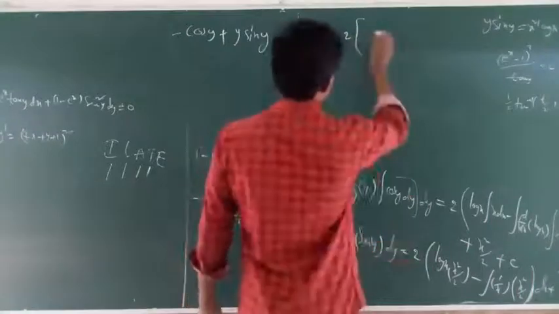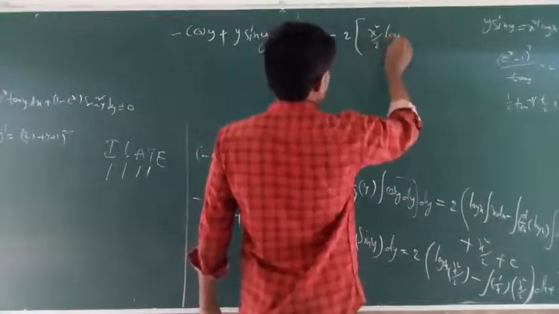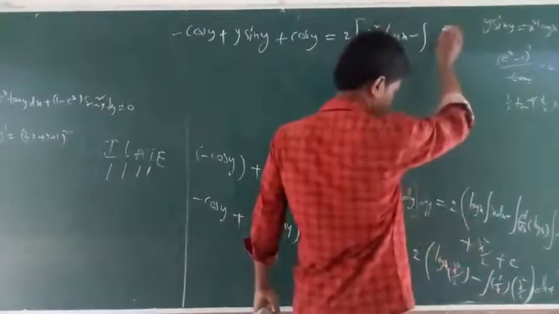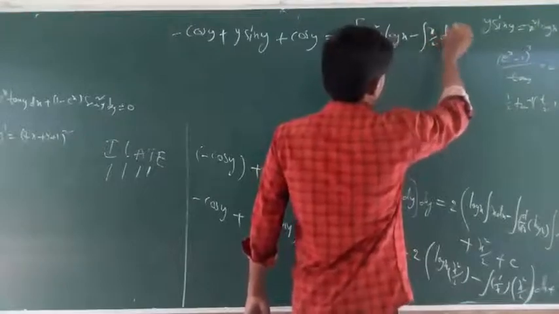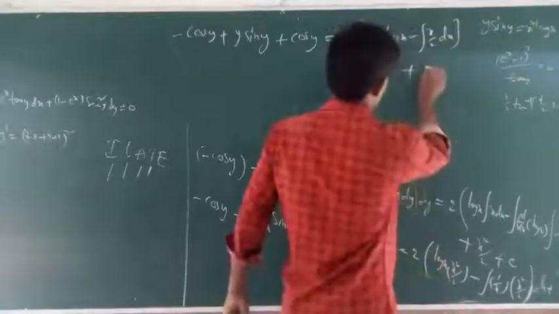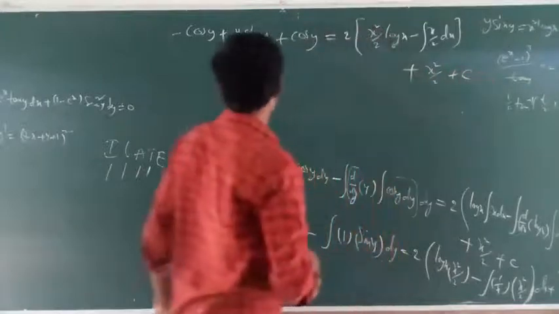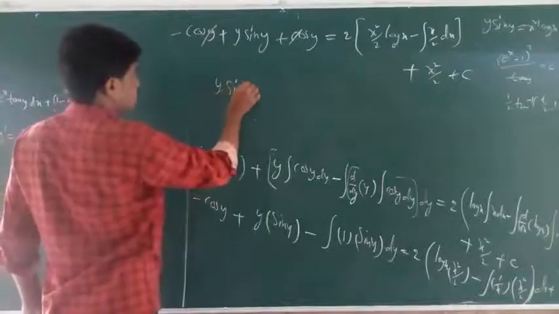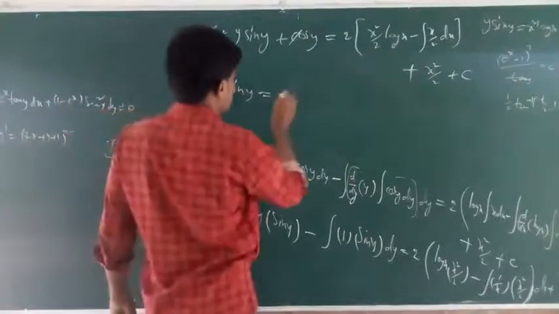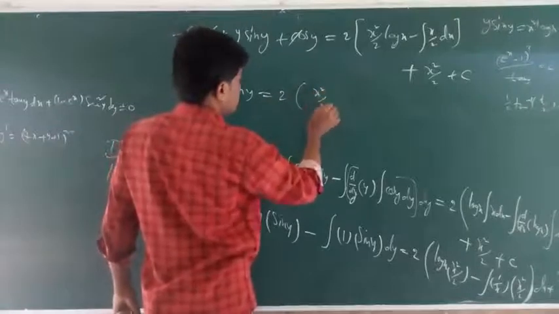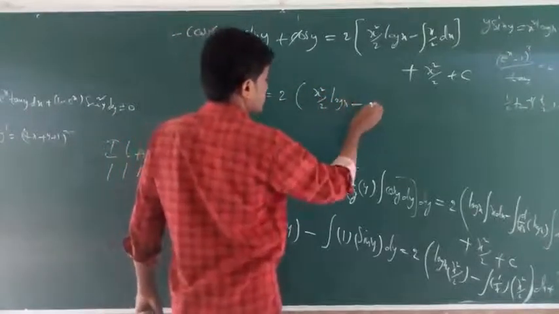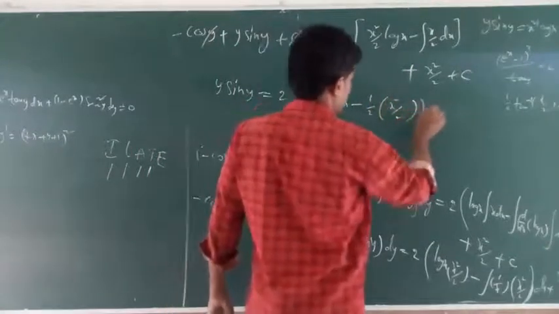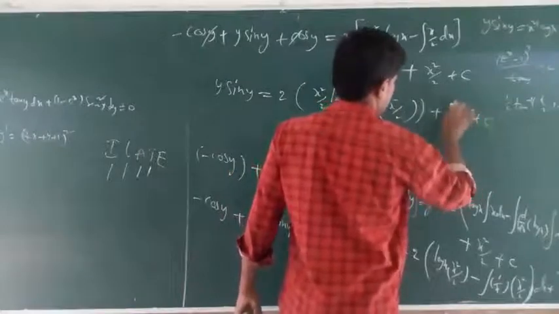2 into x square by 2 log x, minus 1, x is cancelled, integration of x by 2 dx, plus x square by 2 plus c. So minus cos y plus cos y cancel, y into sin y. So 2 into x square by 2 log x, minus 1 by 2 integration of x dx, meaning x square by 2, plus x square by 2 plus c.